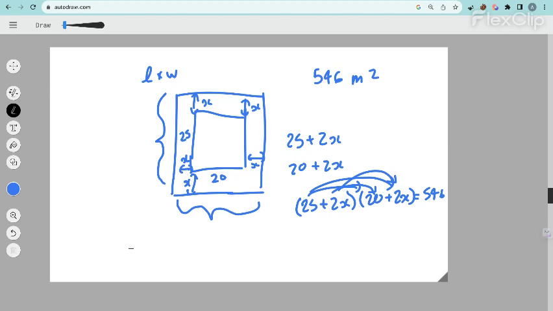So you can do 25 times 20, which is 500, plus 50x, plus 40x, plus 4x, plus 4x squared. And then don't forget about the 546 on the other side.